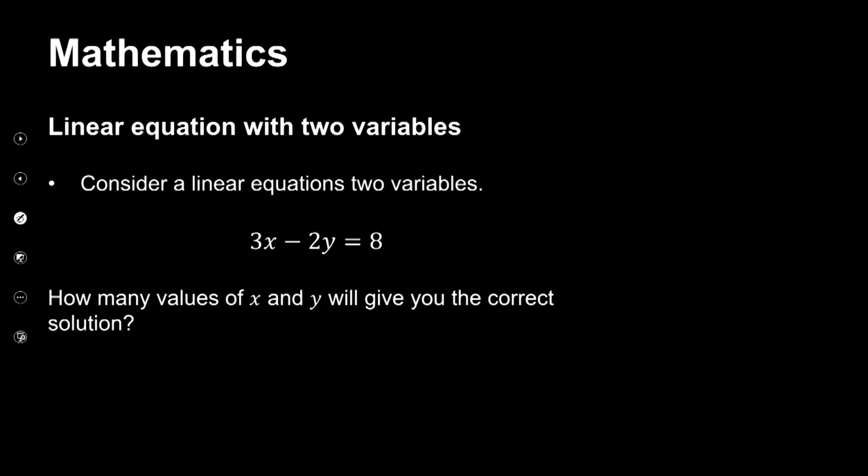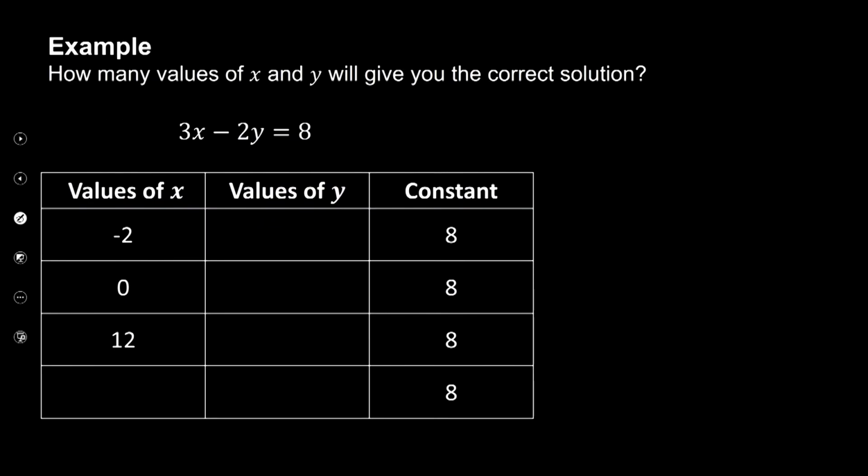Now, a linear equation with two variables, right? So consider an equation that has two variables, which is 3x minus 2y equals 8. We've been looking at a single variable most of the time. Now, the question here will be how many values of x and y will give you the correct solution. So how many values of this x here and that y there will give me a constant of 8? That's the question here. How do I find that, right? Firstly, we're going to use a table to do this, and then at a later stage, I will show you how to do this algebraically.